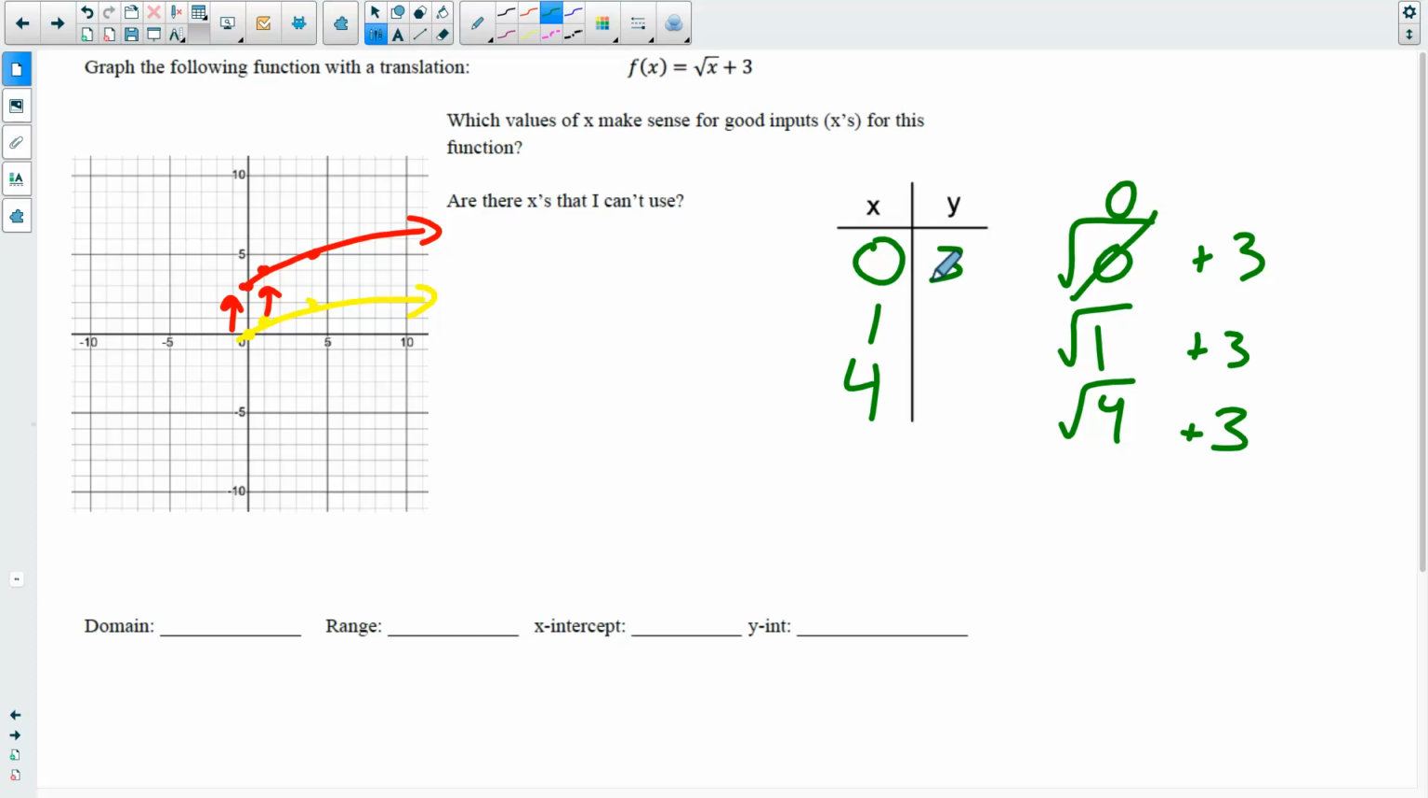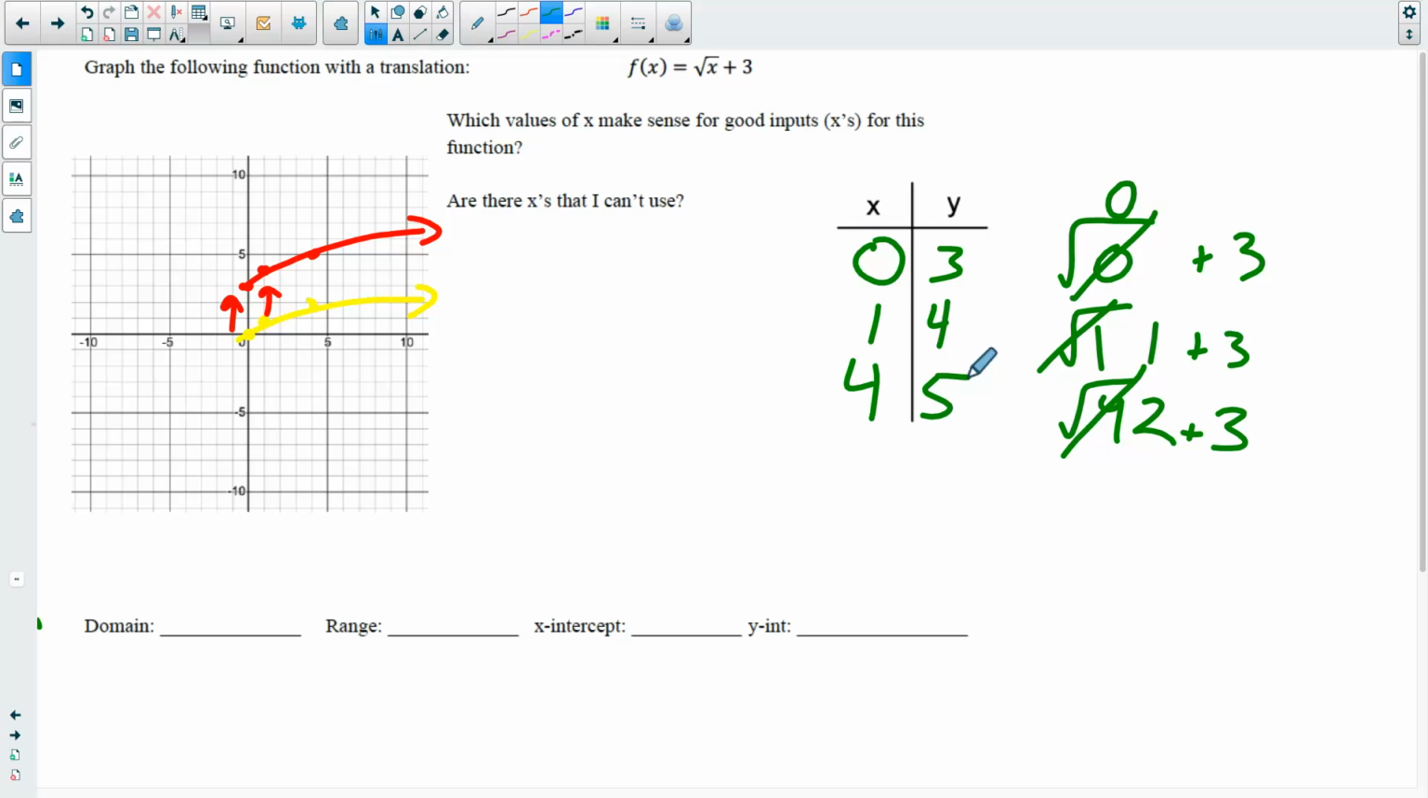And let's look at Wendell's point. 0, 3. So that one's good. I look at 1. I get square root of 1 is 1, plus 3 gives me 4. Second one's right. At this point, we're pretty dang close to saying it's right. That's 2. That's 5. We got it.